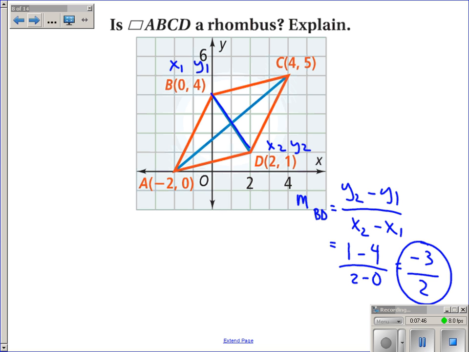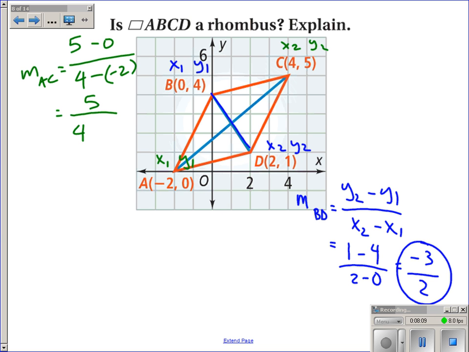And in the other one, I will find the slope of AC. I'll call this x1, y1, x2, y2. So y2 minus y1 over x2 minus x1. Now x1 is a -2. So 5 over 4 minus a -2 is 4 plus 2, or 5 over 6.